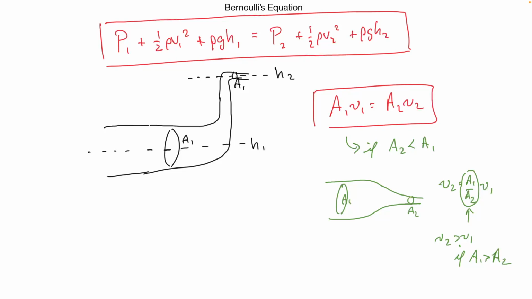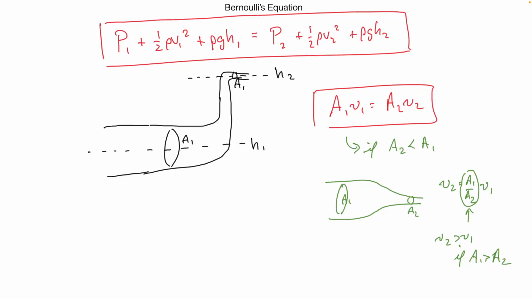It means that the speed of that fluid is going to increase as it moves into that narrower pipe. In order to keep the flow rate the same, fluids have to speed up if they're forced through a smaller pipe, a smaller opening. And the opposite, what happens if you go from small to big? The fluid will slow down.